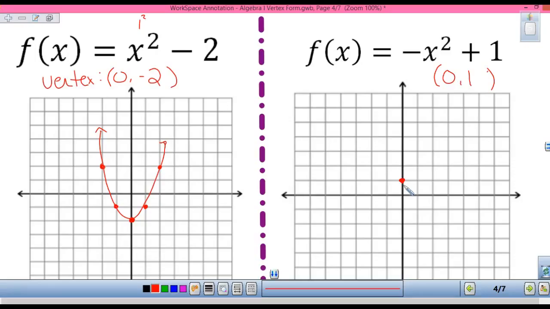Okay? Now, what did we just say happens when I have a negative x squared? Sydney, stop graphing points. You're not doing it right. Okay? Follow along.